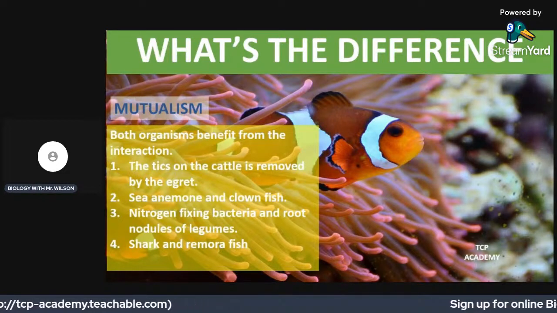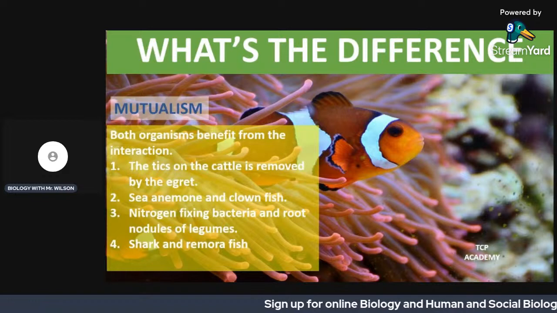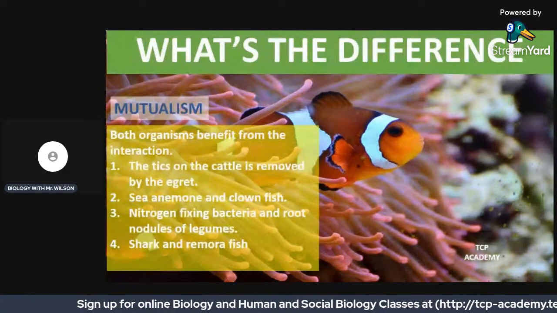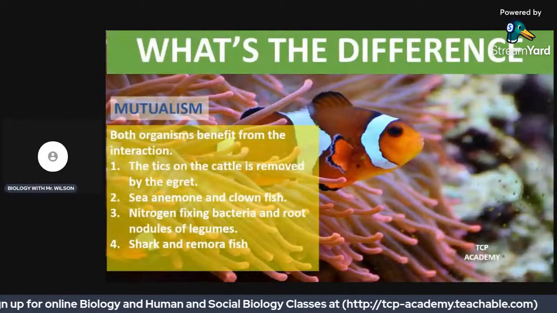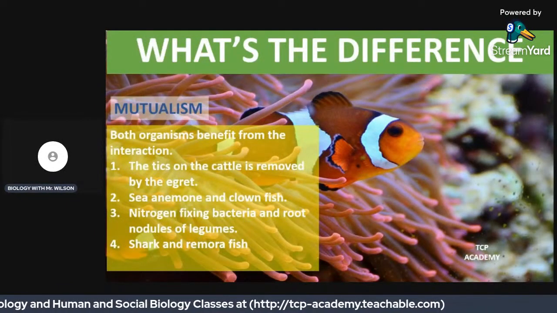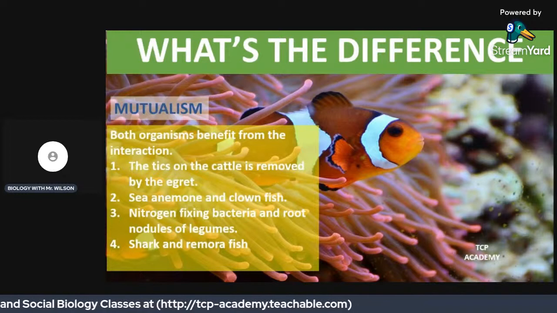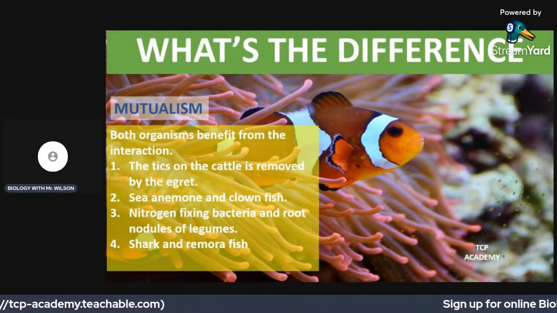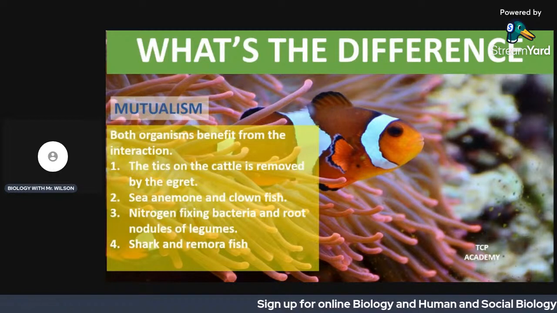Shark and the remora fish. This is, of course, another mutualistic relationship. Here, the remora fish would hitch a ride on the shark, moving around freely, no energy used, while eating the scraps left over from the fish.